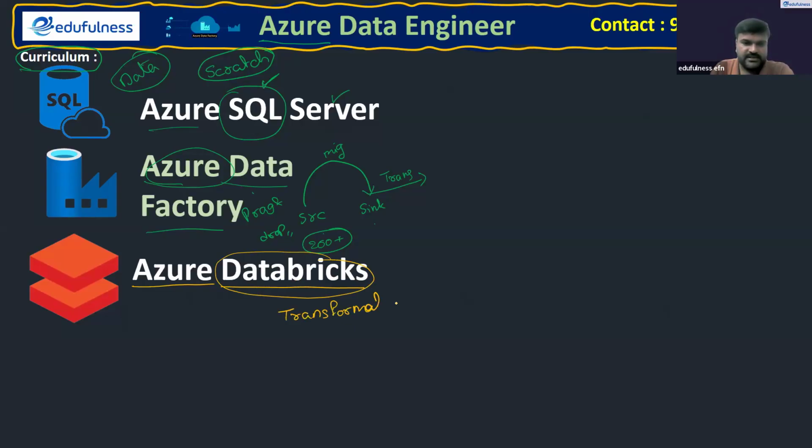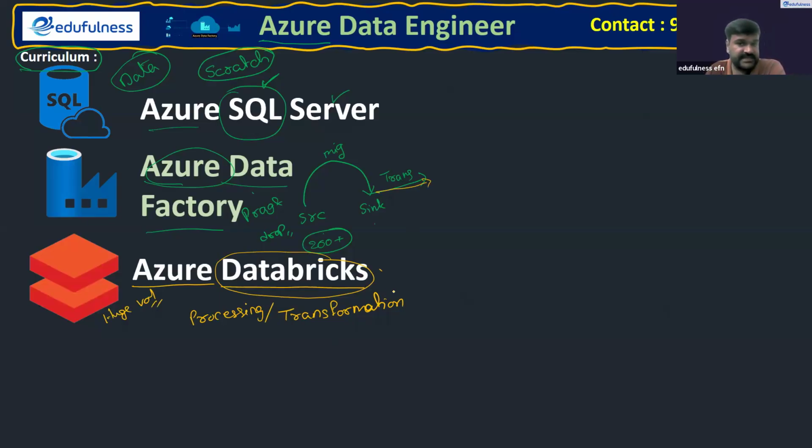So that is nothing but data processing. As we said in the previous slides also, once the data is migrated, you need to process that data. You need to clean that data. You need to transform that data. You need to aggregate that data actually. So to do all these things, whenever you have a huge volume of data, this is the best tool.